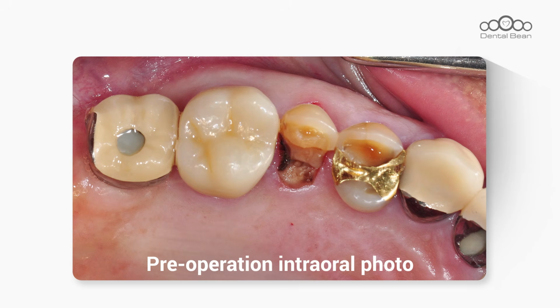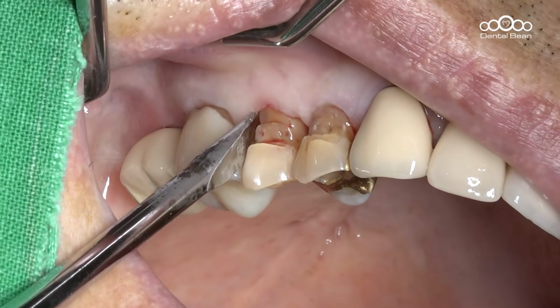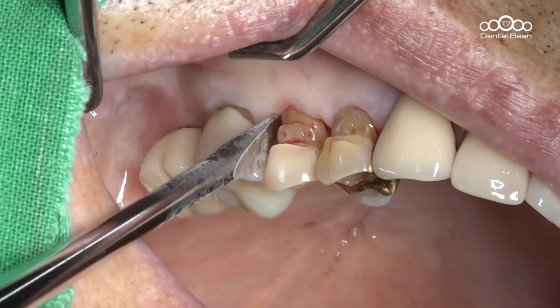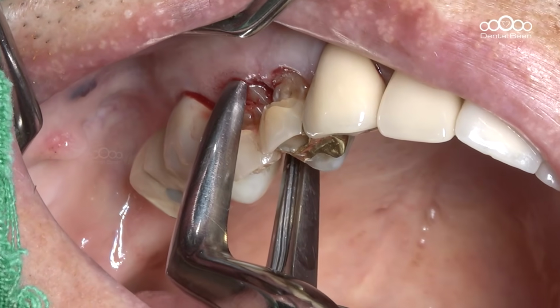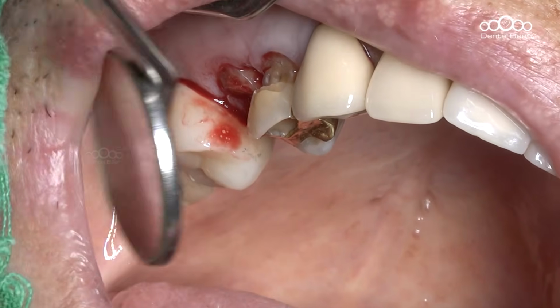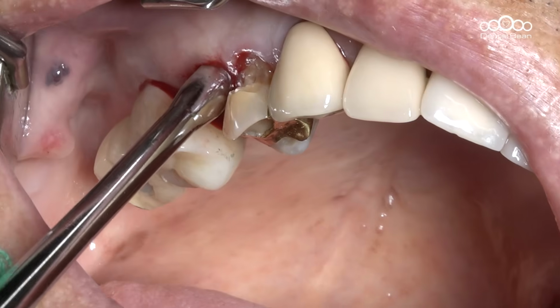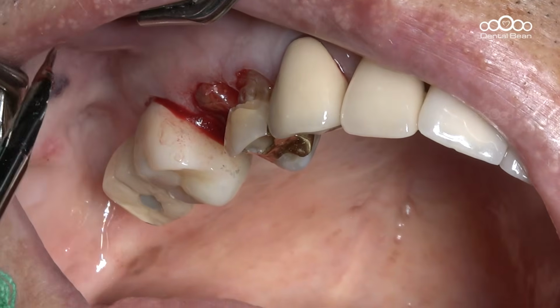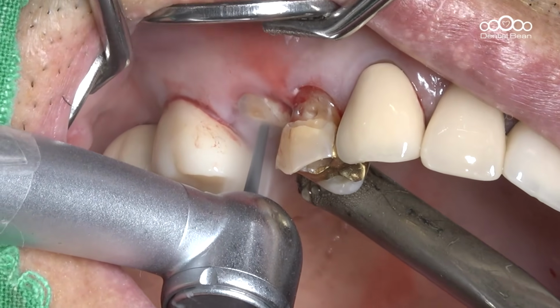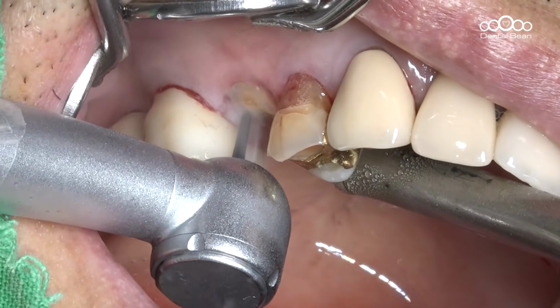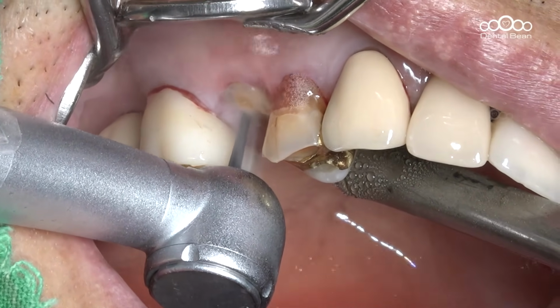Today, we will extract the severely damaged tooth number 15 caused by caries and fracture and perform immediate implant placement in the area. We are slightly luxating the tooth before extraction, and if the extraction does not proceed smoothly, sectioning may be required. Special care is being taken to avoid damaging the surrounding buccal bone during extraction.